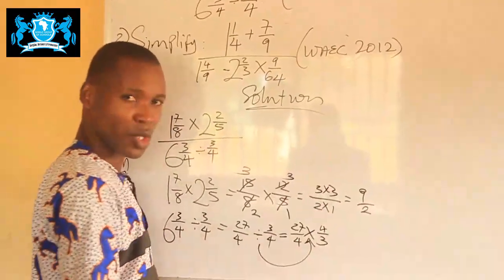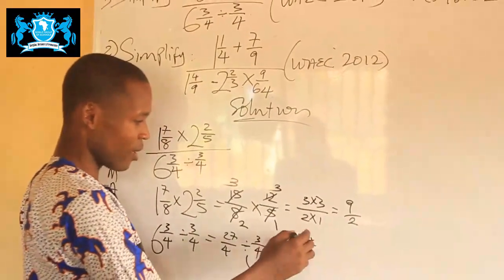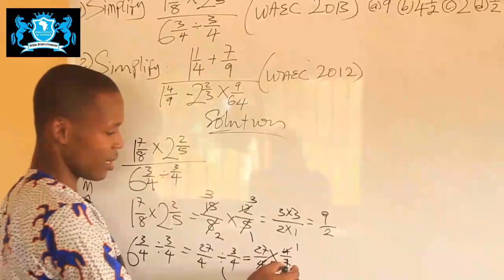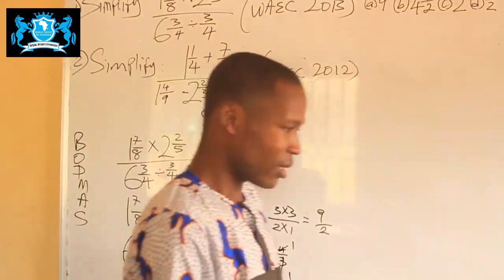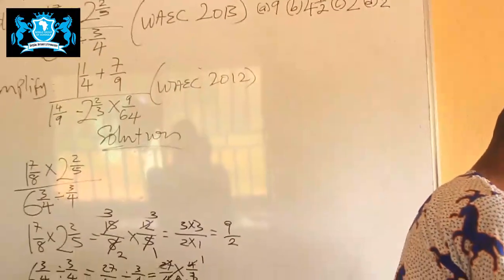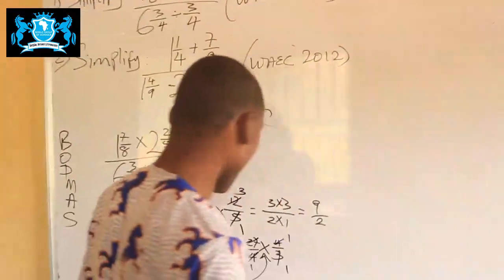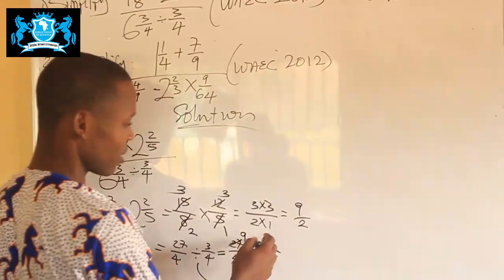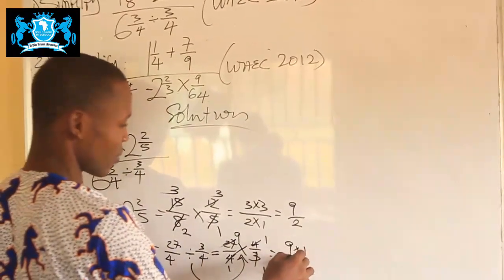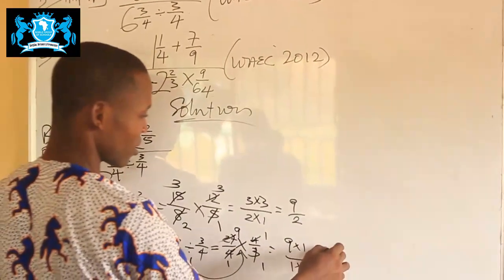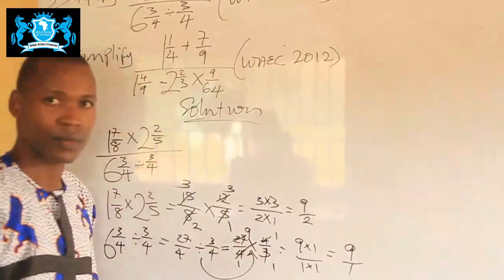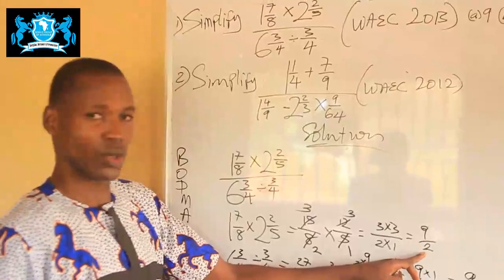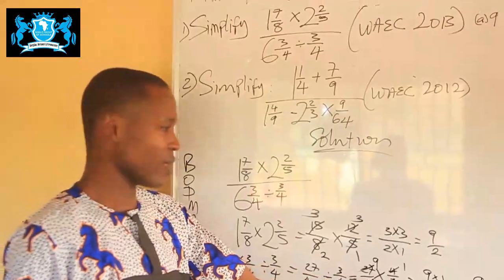But before we do that, we've got some division to do. 4 divide 4 is 1. 4 divide 4 is 1. 3 divide 3 is 1. 3 can divide 27; 3 into 27 gives us 9. So we will now have 9 times 1 over 1 times 1, which will give us 9/1. But we are not done. We have solved the upper part and we got 9/2. We solved the lower part and we got 9/1.